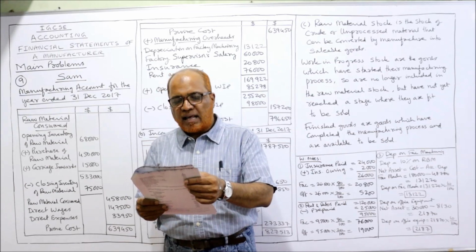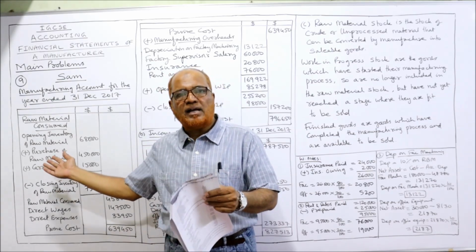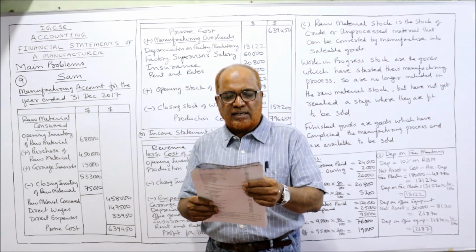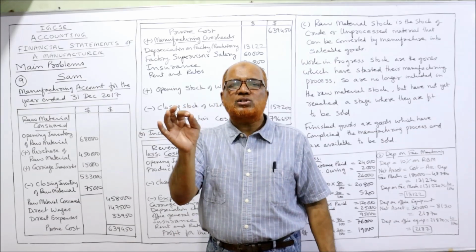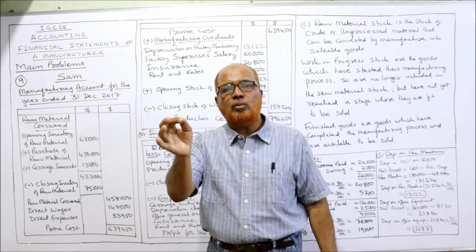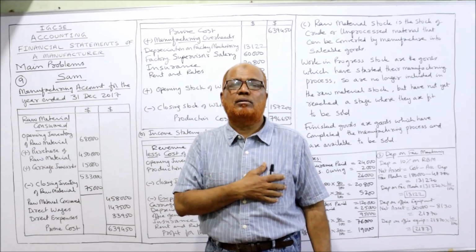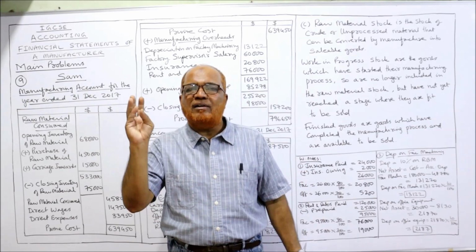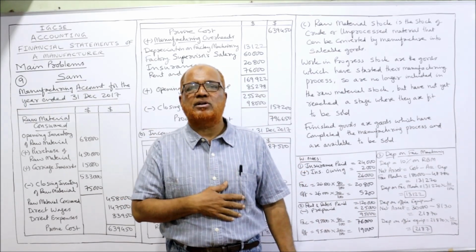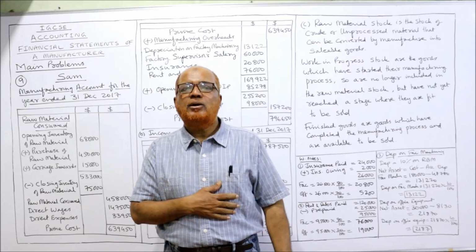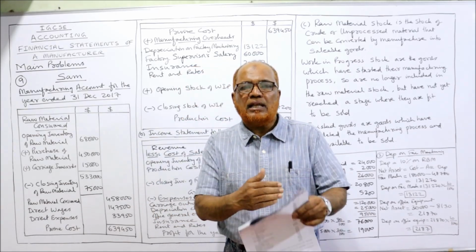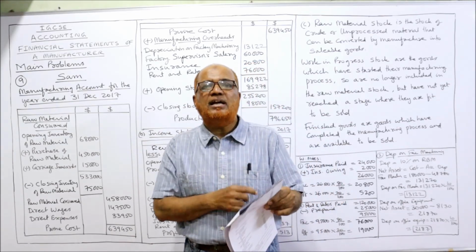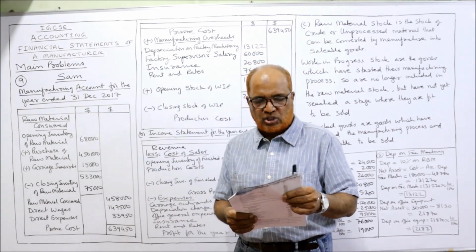Then factory direct wages. These are the direct wages. Then factory machinery. Cost is given, accumulated depreciation is given. Actually, cost of factory machinery and accumulated depreciation will go to the statement of financial position. But here we are not making the statement of financial position. We are making only the manufacturing account and income statement. But why is this item given? To calculate depreciation. In the last adjustment, it will be given to calculate depreciation. That's why we need the cost of machinery and accumulated depreciation.